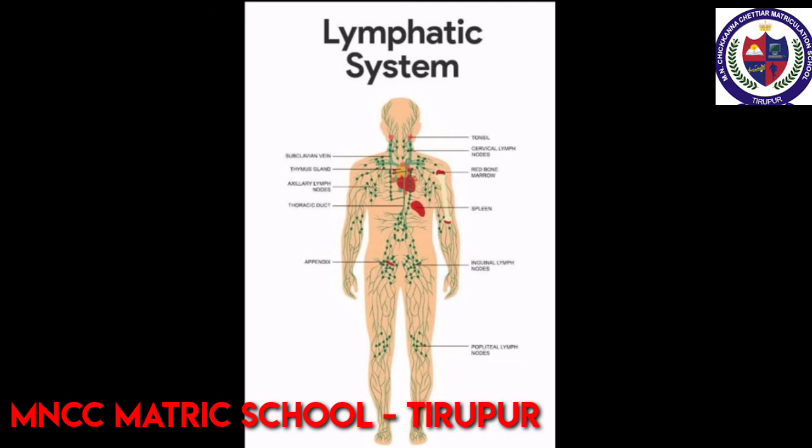Functions of lymph. Supplies nutrients and oxygen to those parts where blood cannot reach. The lymph also carries absorbed fats from the small intestine to the blood. Lymphocytes in the lymph defend the body from infections.